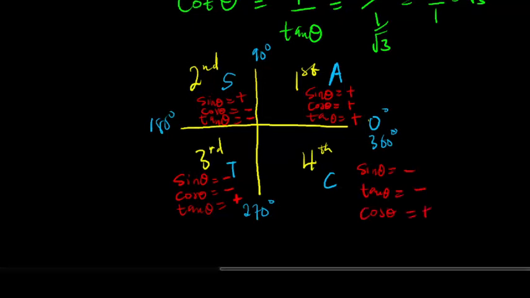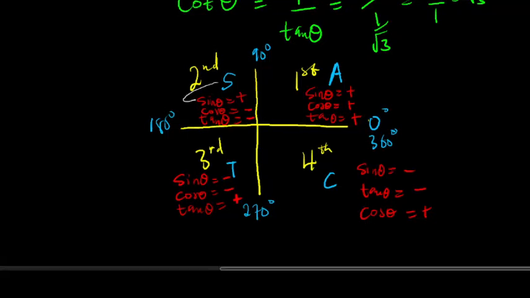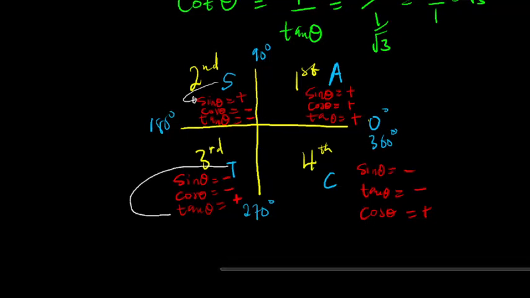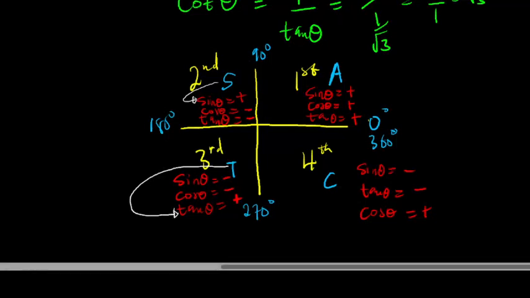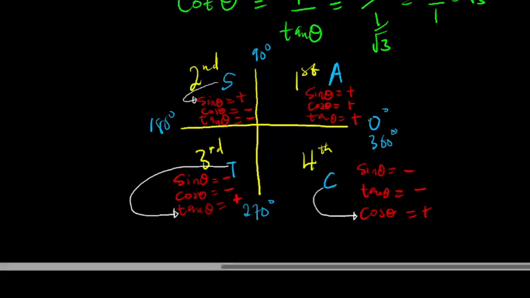So that means all those letters we are writing, just to connect them. So here, all is positive, and here only sine theta is positive. So we connect this to this one, sine theta is positive. Here only tan theta is positive, and here only cos theta is positive. You can see how we are connecting those letters to them.